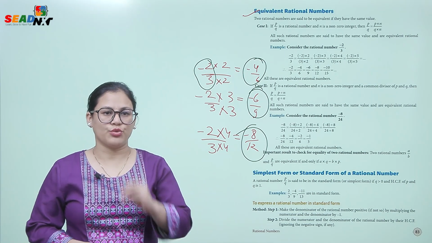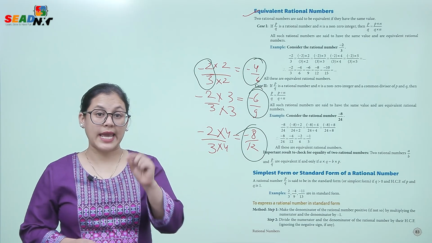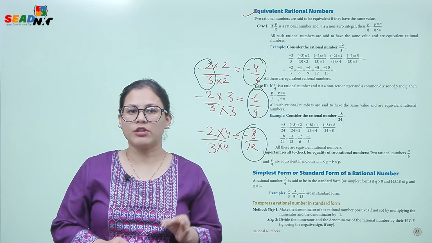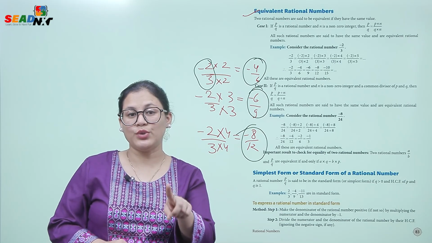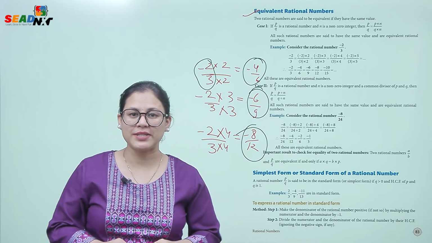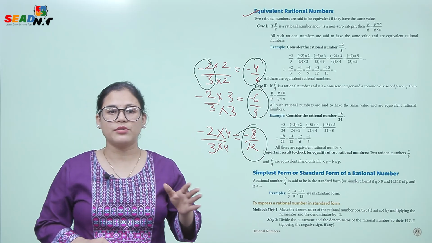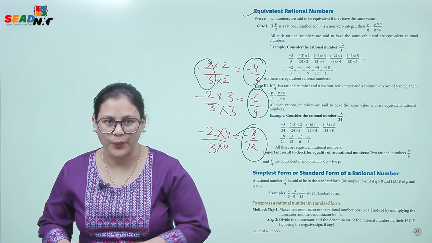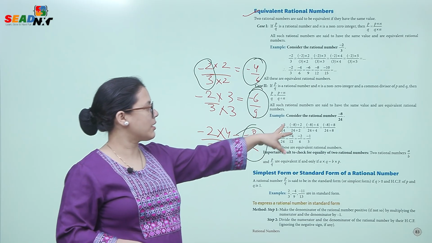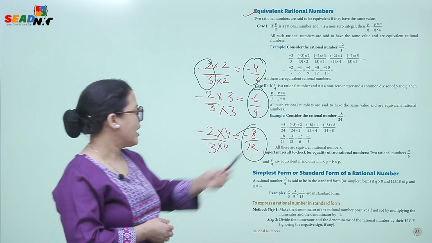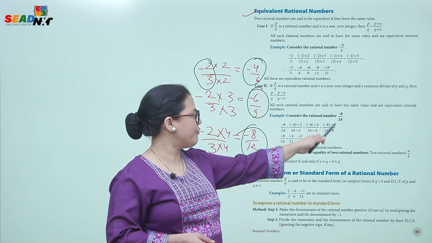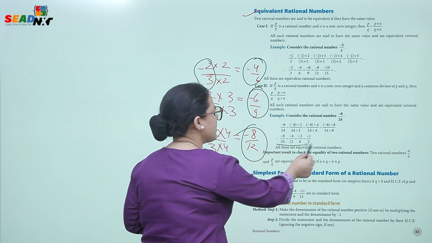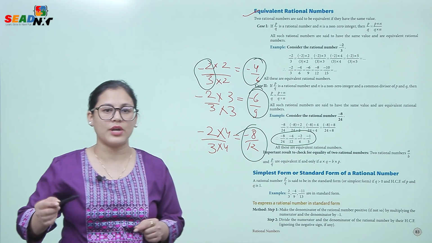Okay. Case 2. If p by q is a rational number and n is a non-zero integer and a common divisor of p and q, then p by q is equal to p divided by n upon q divided by n. So all such rational numbers are said to have the same value and are equivalent rational numbers. Example, minus 8 by 24. Okay, so we will divide minus 8 by 24 by the same divisor, that is 2. Then we'll divide by 4. Okay, and then we'll divide by 8. So what will we get? We will get these rational numbers, and all these are equivalent rational numbers.